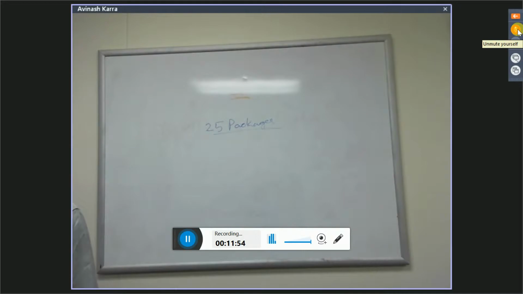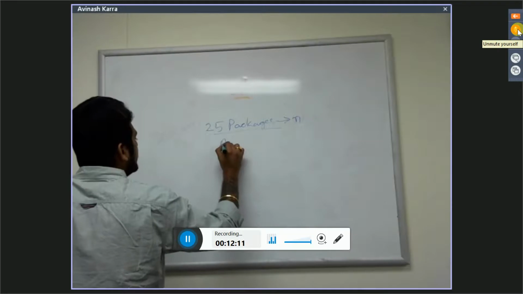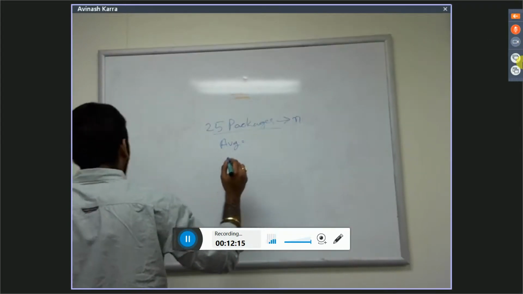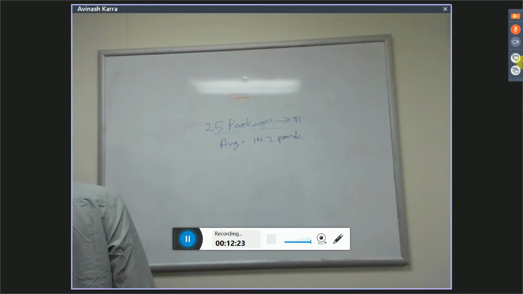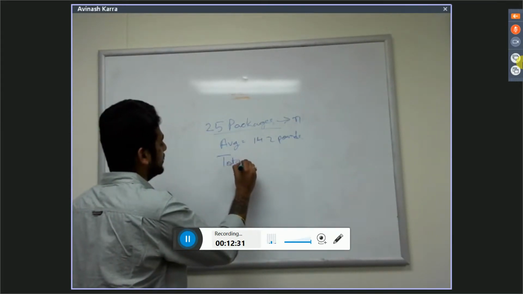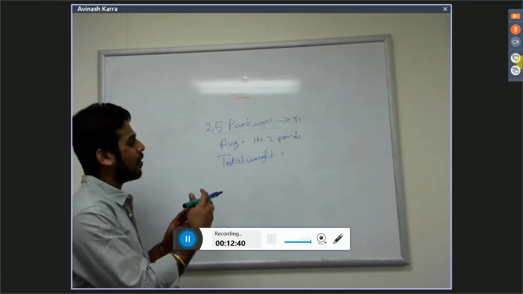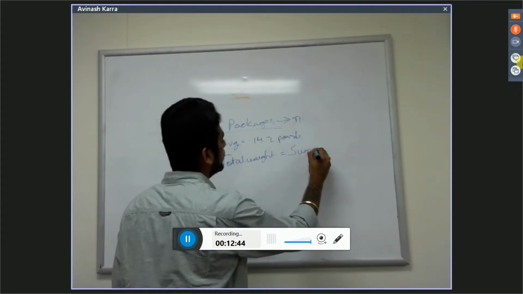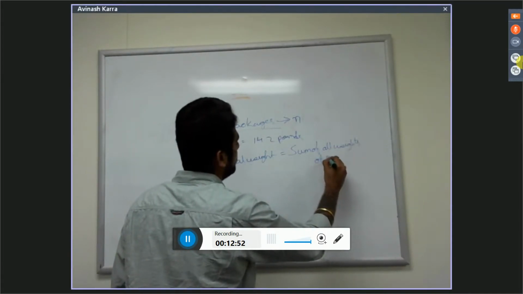In example one, one day a truck driver picked up 25 packages whose average weight was 14.2 pounds. These are 25 packages, you can make it as numbers. And what is the average weight given? 14.2 pounds. And what did he ask? What was the total weight in pounds of all packages? So he's asking total weight. Total weight is nothing but the sum of all the weights of the packages, right?